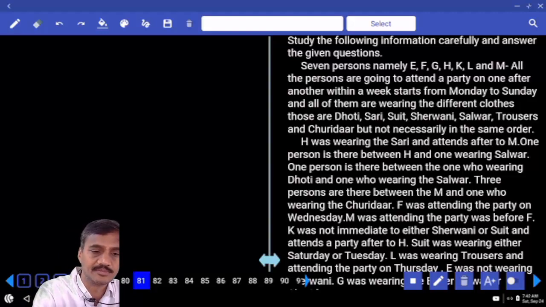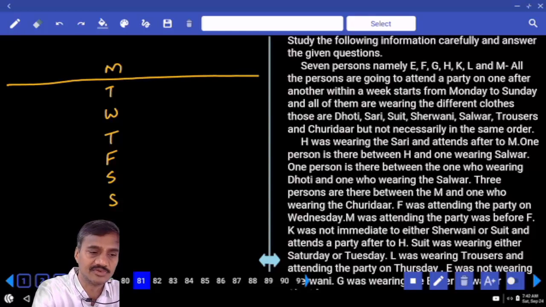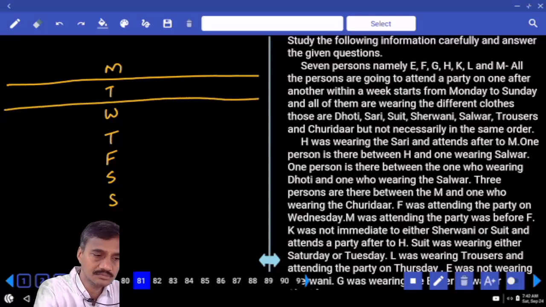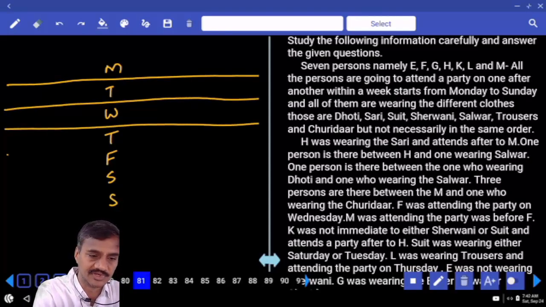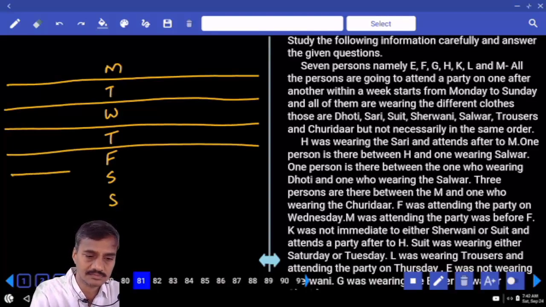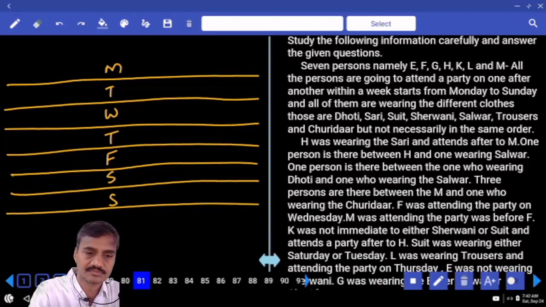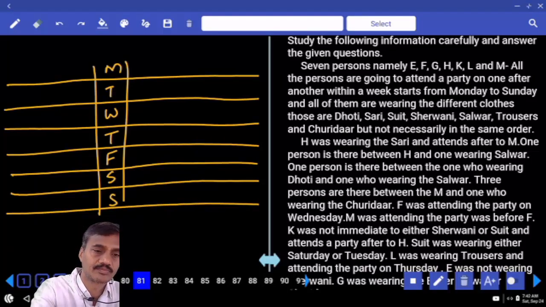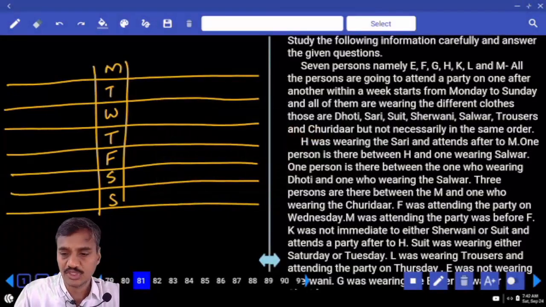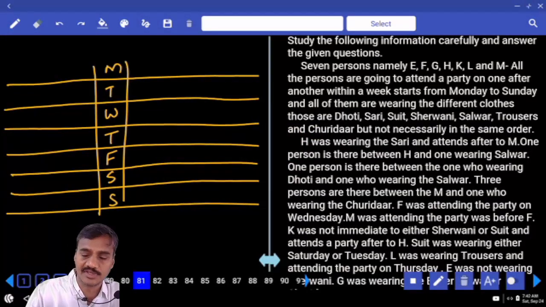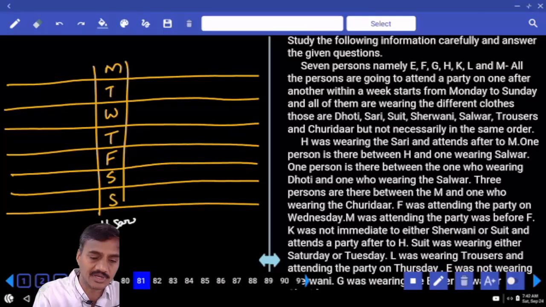And Monday to Sunday: Monday, Tuesday, Wednesday, Thursday, Friday, Saturday and Sunday. Monday to Sunday are the 7. These 7 persons attend a party on these 7 different days, and each one of them is wearing a different dress. Now the first one, tell me: H was wearing saree and attends after M. H saree, and after whom? After M.